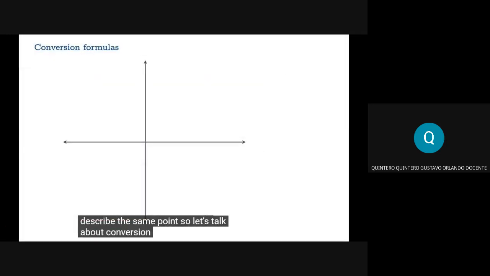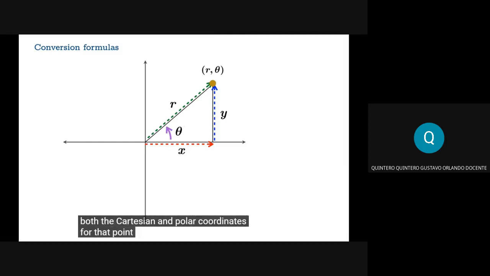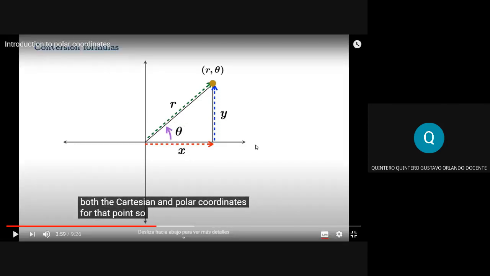So let's talk about conversion formulas. How do we go back and forth between polar coordinates and Cartesian coordinates? What we'll do is look at a point in the plane and imagine that we've described both the Cartesian and polar coordinates for that point. This is a perfect example of both representations of the same point.